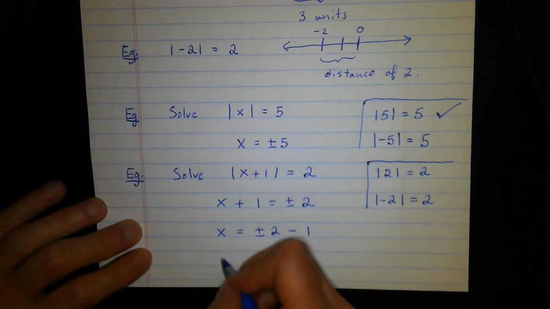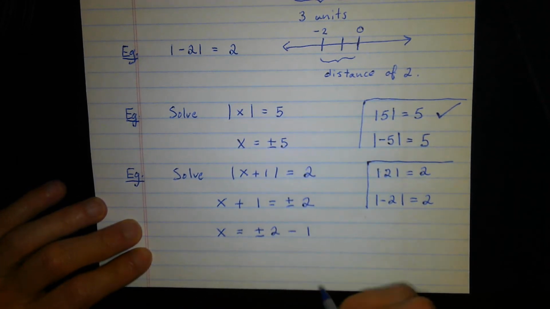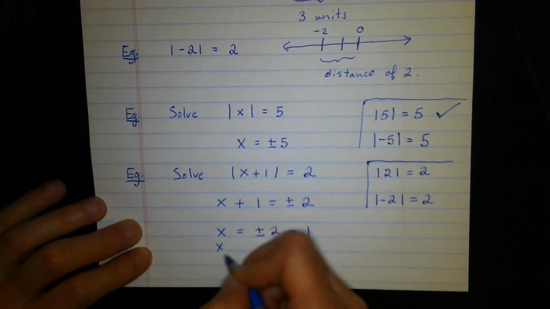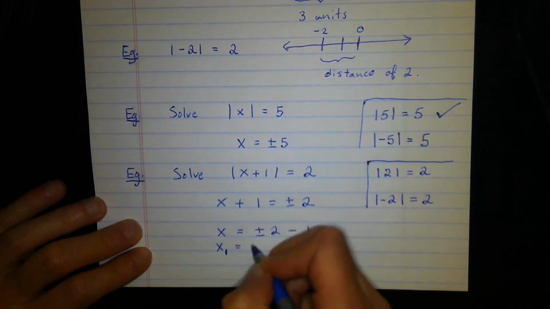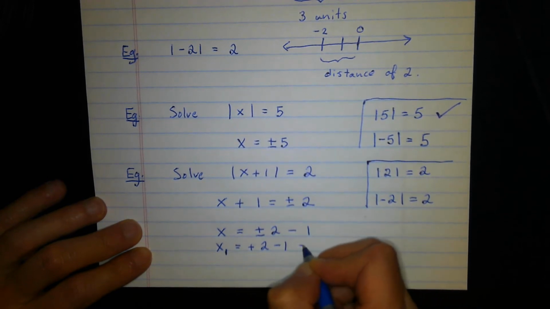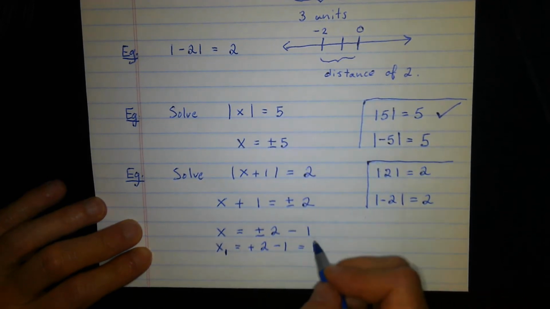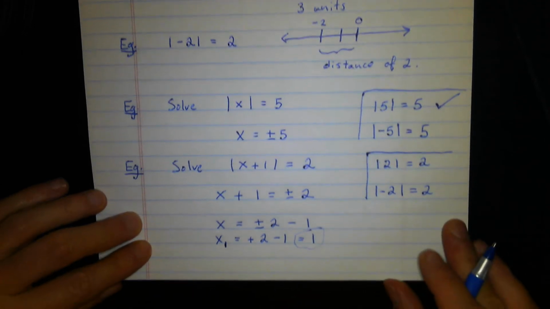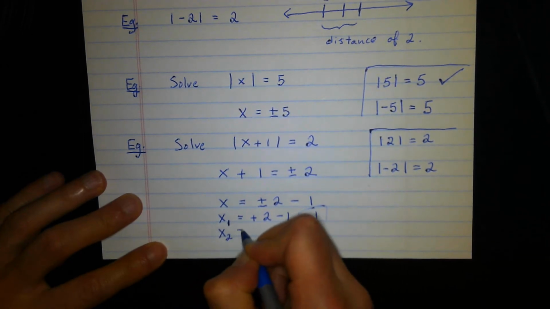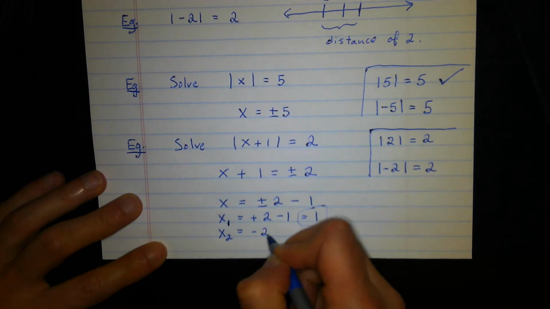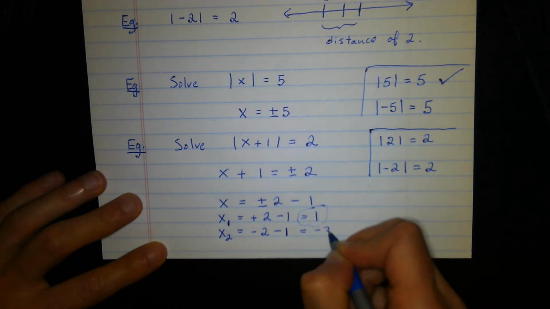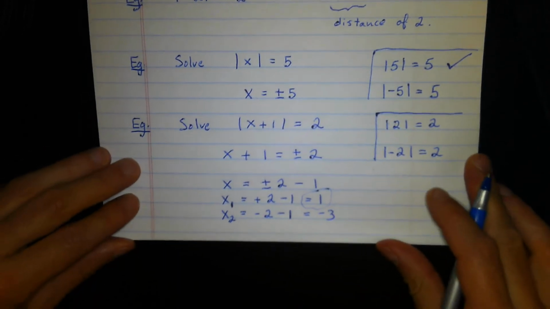I've got case 1, let's call it x1, a little bit out of space here, I'll squeeze it in here. Okay, so x1, let's say, our first solution is plus 2 minus 1, and of course that equals 1, so that's one of our solutions. And then my other solution, x2, is minus 2 minus 1, and that equals minus 3, so that's my other solution here.